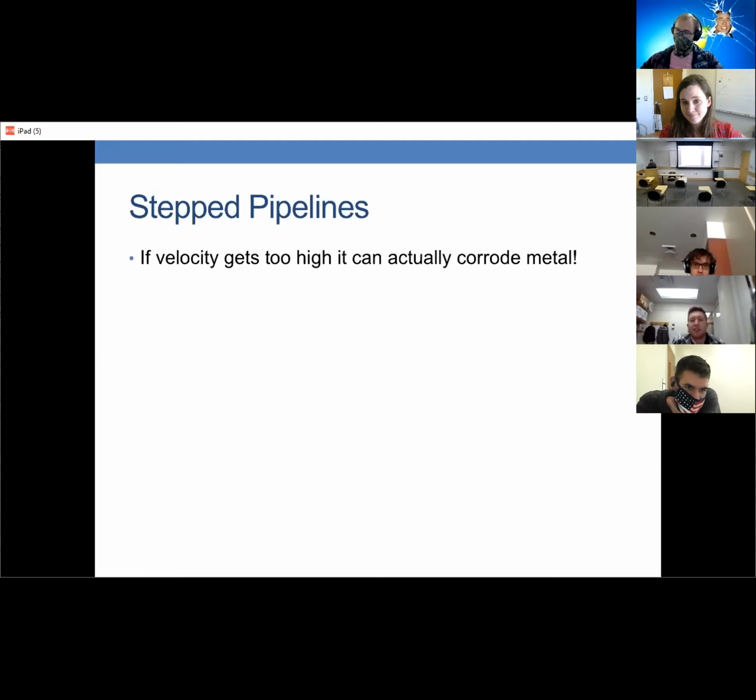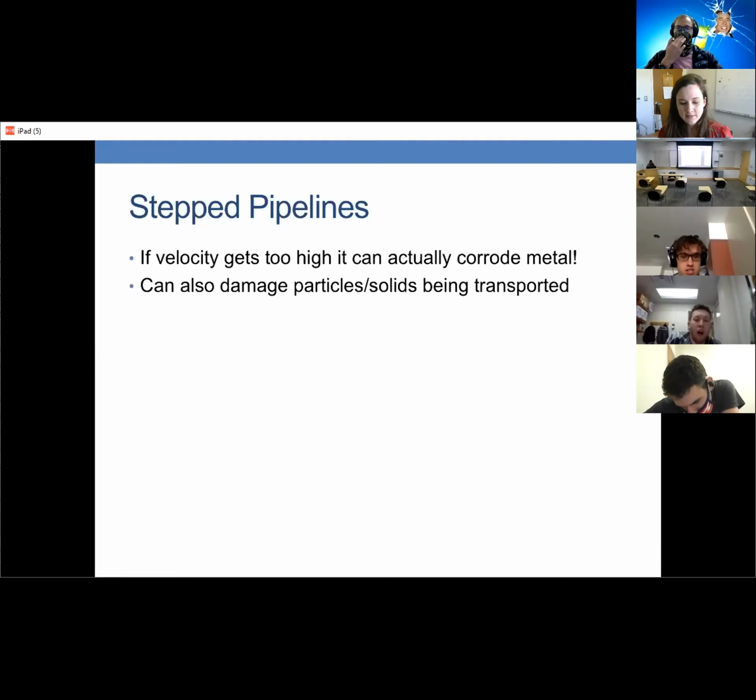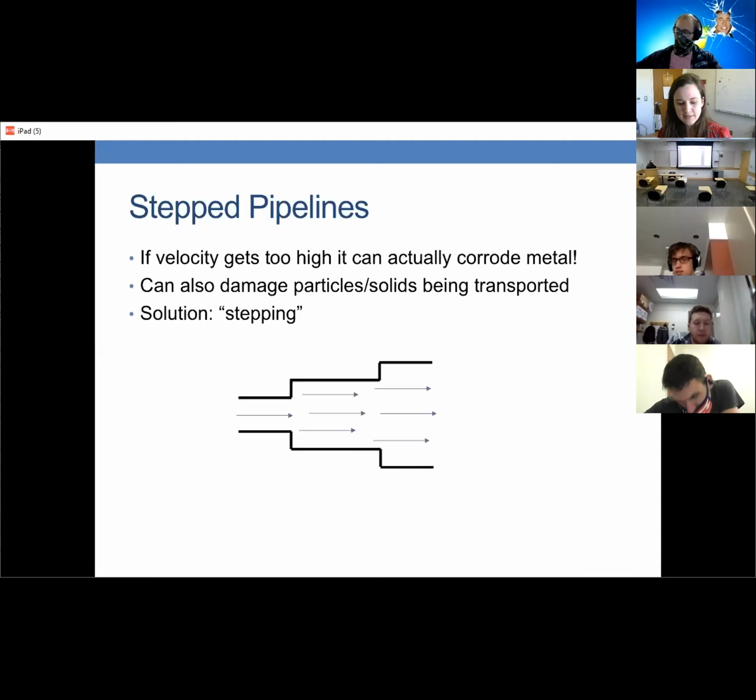You could maybe increase the diameter. That is a good answer, right? Remember, because we said the density and the velocity and the area are all related, you can increase the diameter to make it slow down. And they call this stepping. So after a while, it'll get wider.